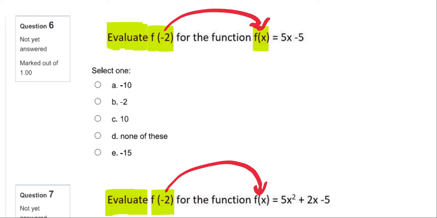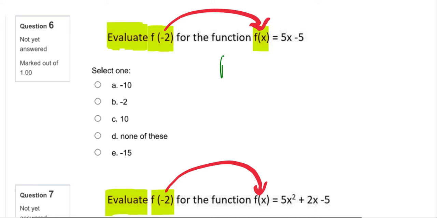Okay, we're looking at the second set of questions, starting at question 6 on the Moodle assignment. It says, evaluate f(-2) for the function f(x) = 5x - 5. It just says evaluate, plug -2 in. So f(-2) is the same as putting -2 in where those x's are.